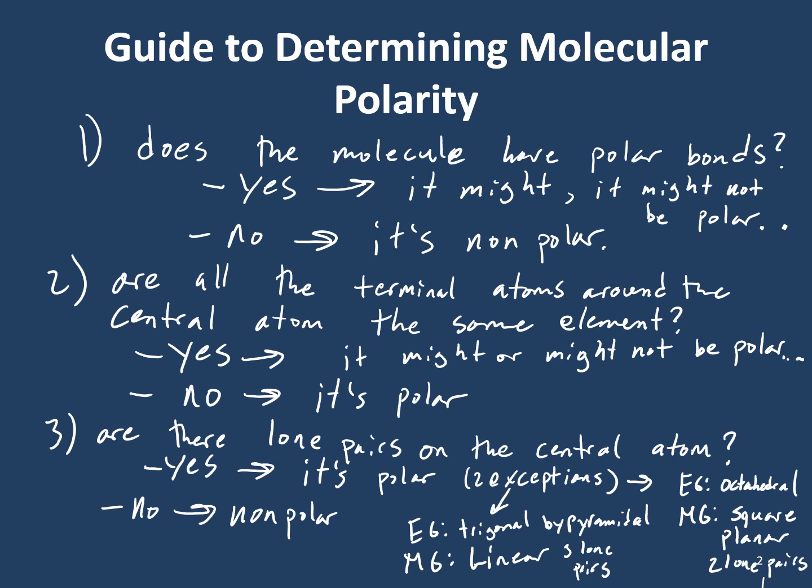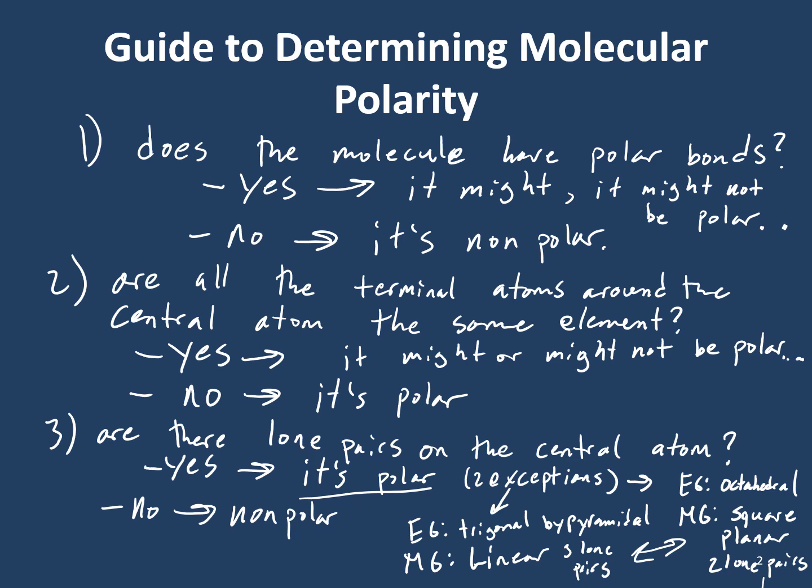But as you might imagine, it is an incredibly symmetrical structure as long as all the terminal elements are the same element. So these are the only two exceptions. If you have one of these two, then it's still a nonpolar molecule even though you have lone pairs. But otherwise, for all other molecules, if there are lone pairs on the central atom, they're going to be polar. And so hopefully this helps you figure out whether a molecule is polar or not.